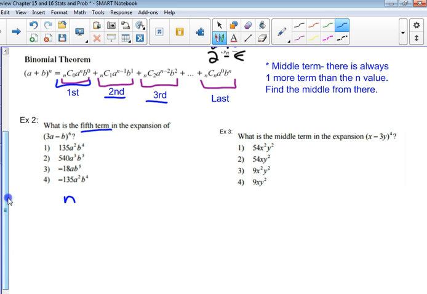So we're going to have nC4, and then A to the n minus 4, and then B to the 4. What I'm doing is switching out all these little exponents with the 4, because that's what the fifth term would actually be. Do you kind of see the pattern? We don't want to expand this whole thing and actually find the fifth term. We just do one part, which is way easier.